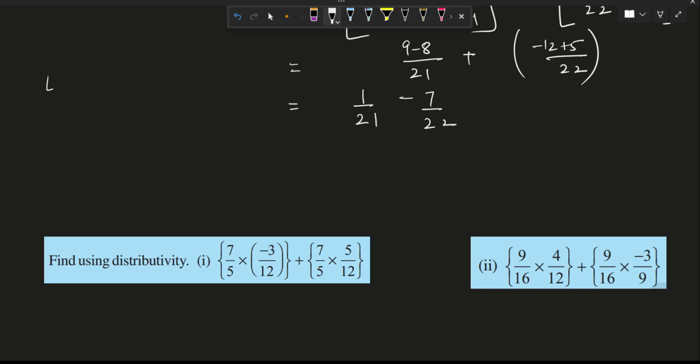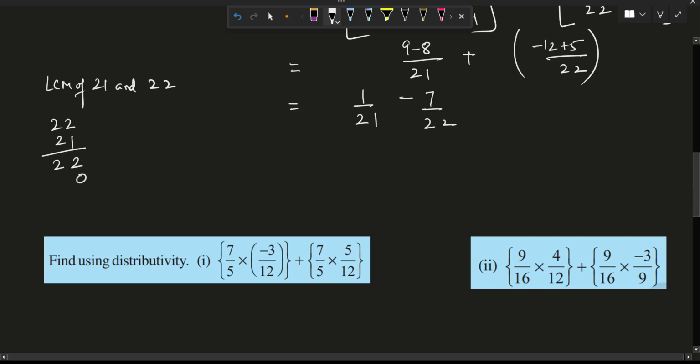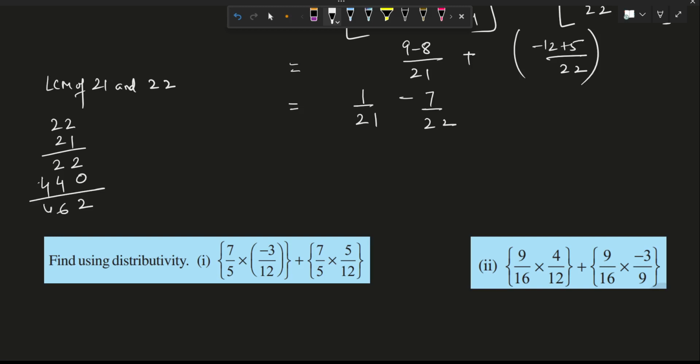Now we need to get the LCM of 21 and 22. We know that these two numbers have only 1 as their common factor, so better to multiply them only. So what is 21 into 22? That will be the LCM only. So it's 2, 2, we put 0, so 4 and 4. So when you add it, it's 462 is the answer. Let's just confirm.